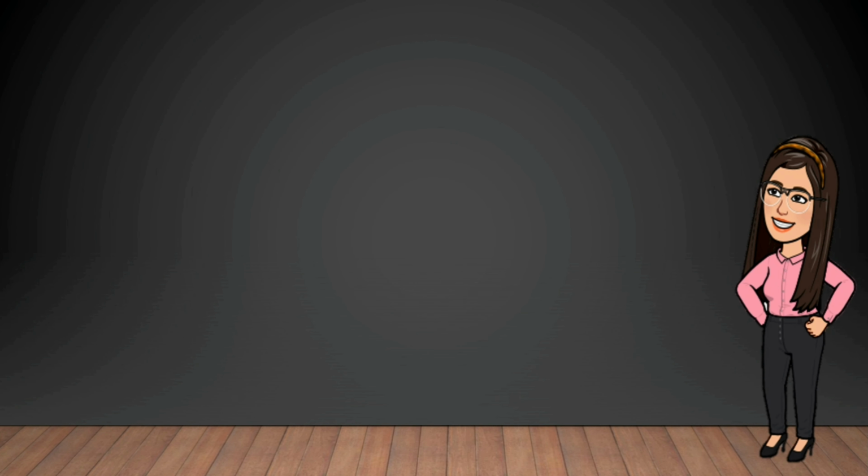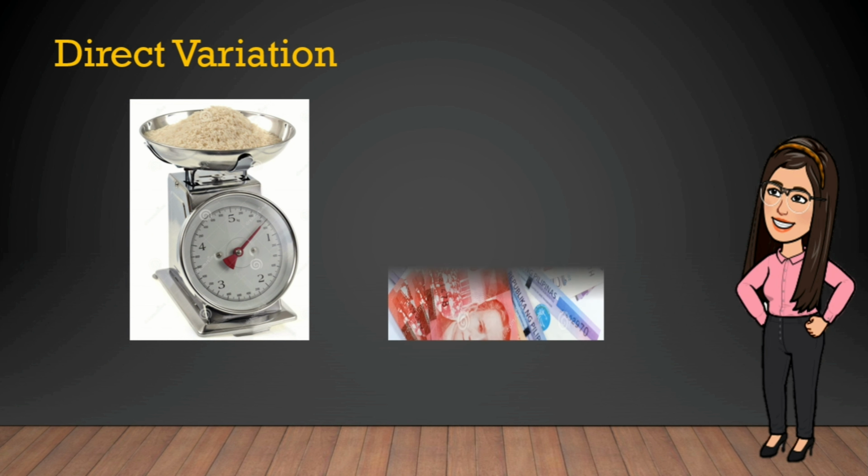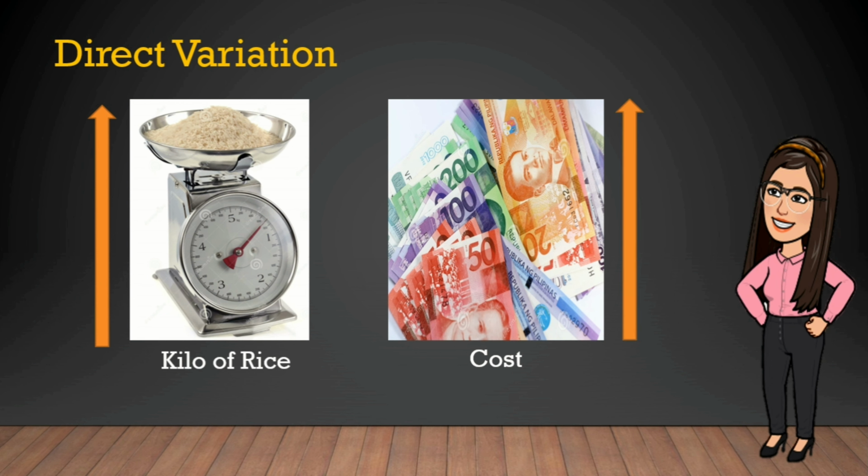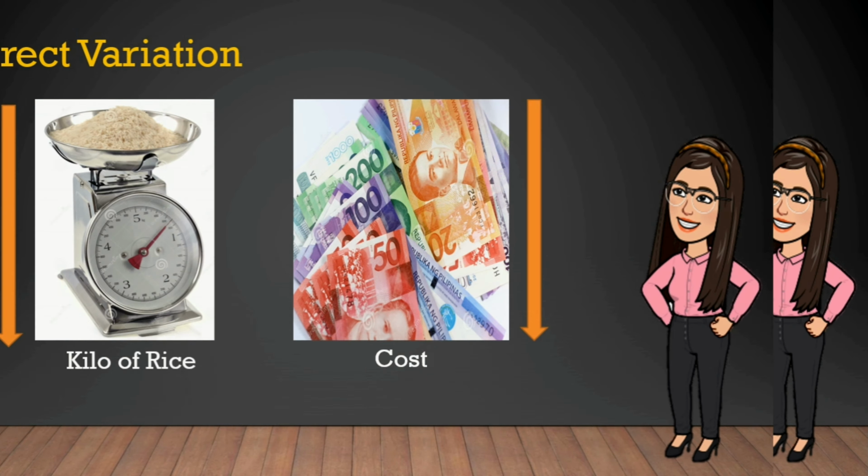Okay, first, let's cite a situation which we encounter in our everyday life. Example, number of kilos of rice at yung cost neto. Diba kapag maraming kilos ang iyong bibilhin, ibig sabihin mas mataas ang iyong babayaran. At kapag naman kakaunting kilo lang ang iyong bibilhin, ibig sabihin mababa rin ang iyong babayaran. At ang halimbawang ito ay nagpapakita ng direct variation.